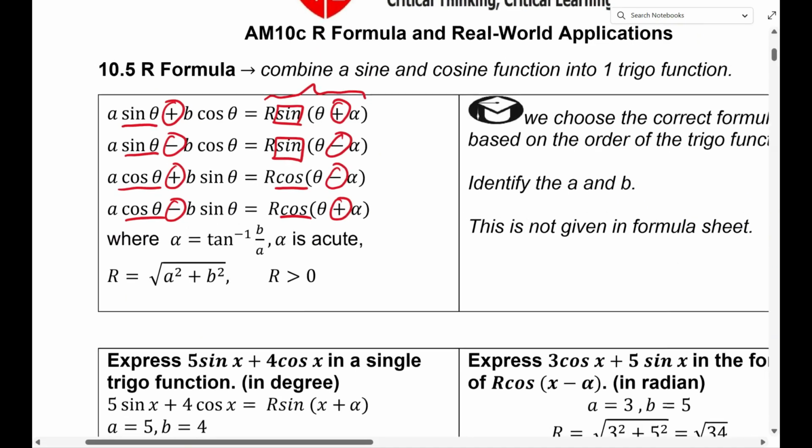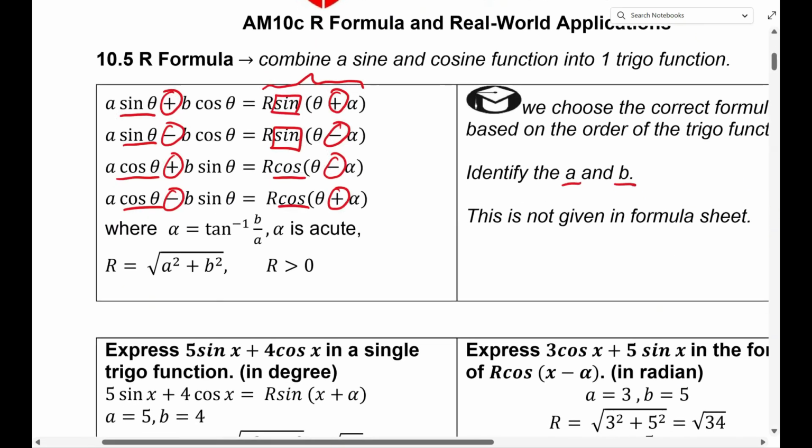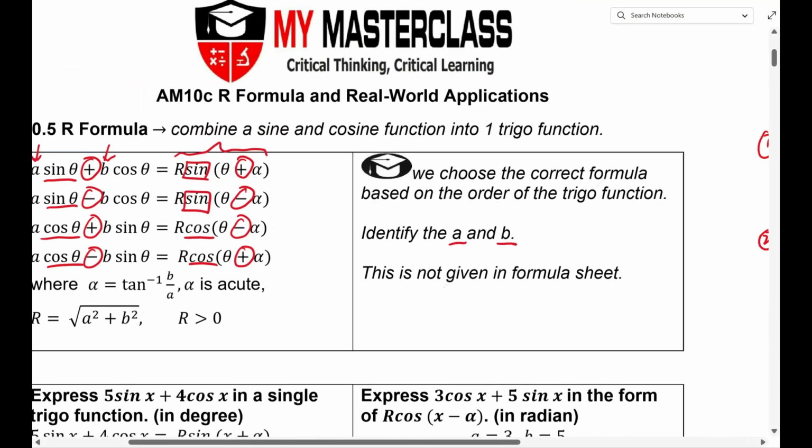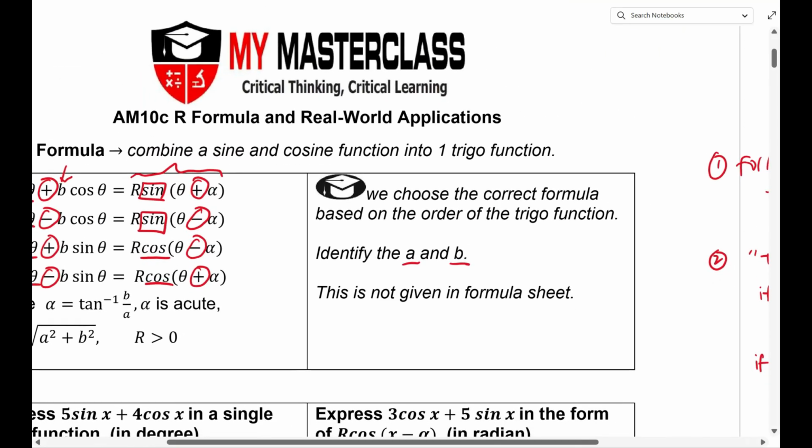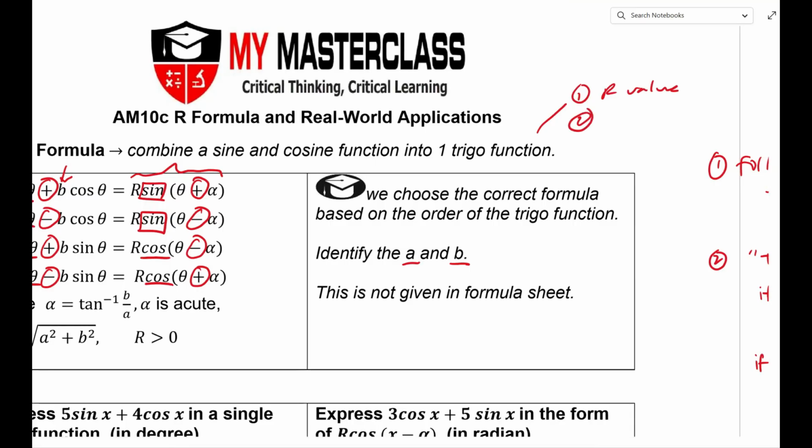Now, second step, we need to identify the A and the B, which is very easy because the A is always the one that comes first, and B is always the one that comes second. Now, why do we need this? For the R formula, there are two components. One is the R value, and the second one is our basic angle, which is usually represented as the alpha sign.